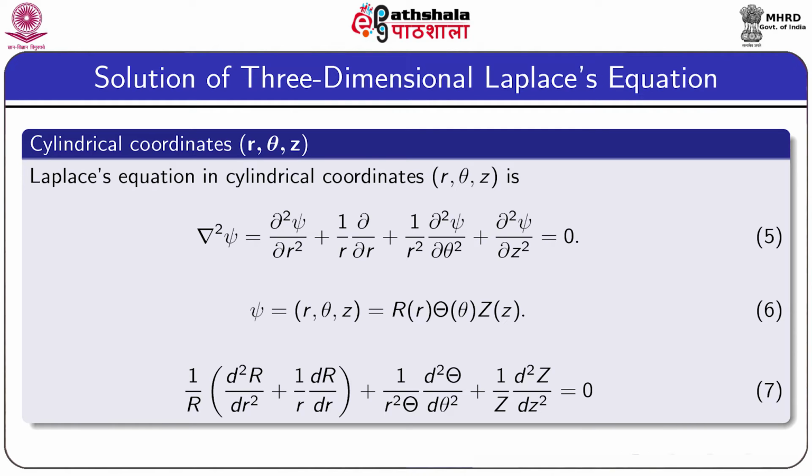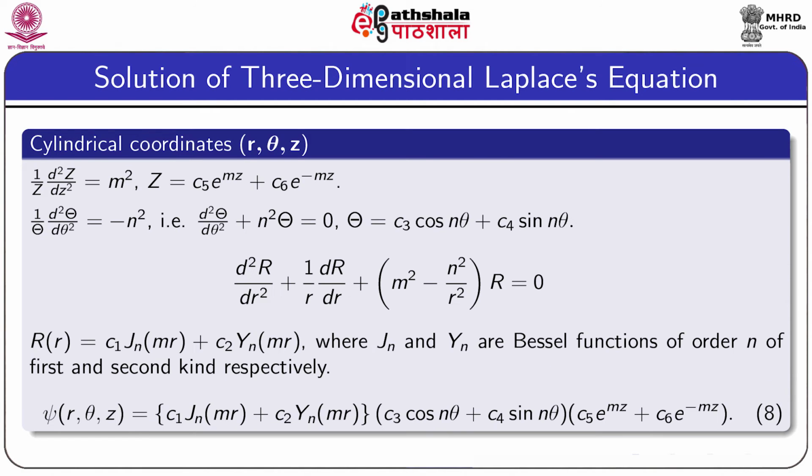So, our aim is to separate the variables. First we separate the variable z, and we assume that the separation parameter is minus m². So, the equation for Z becomes (1/Z) d²Z/dz² equals m², and its solution can be written easily: Z equals C5 e^(mz) plus C6 e^(-mz), where C5, C6 are constants.